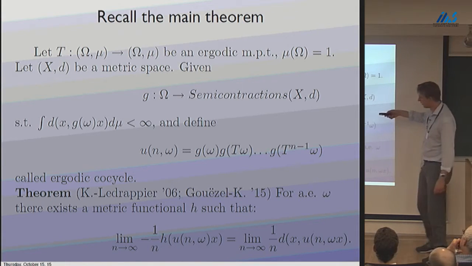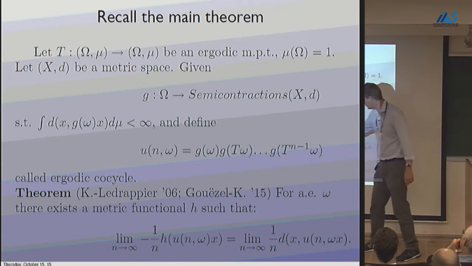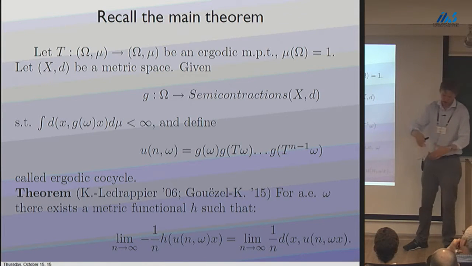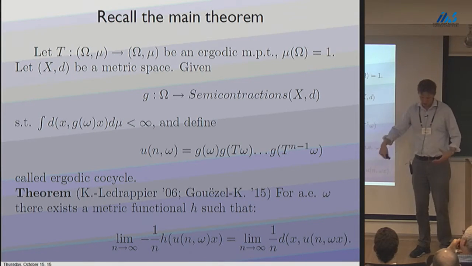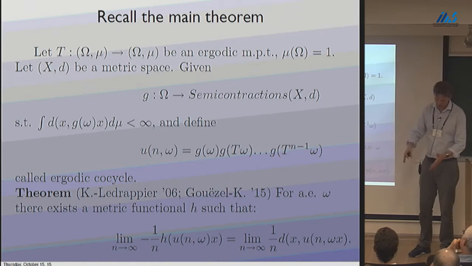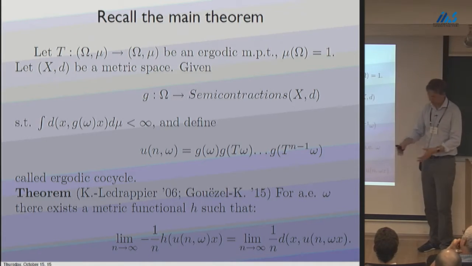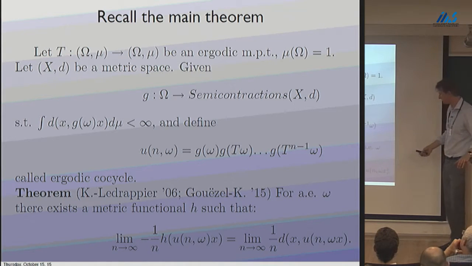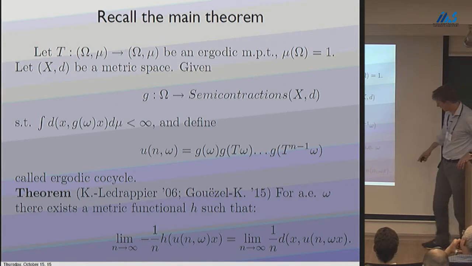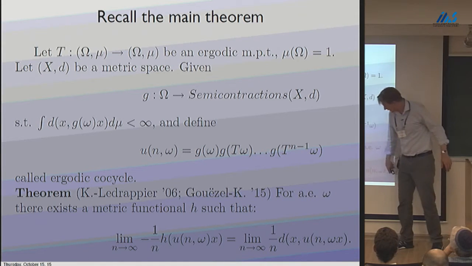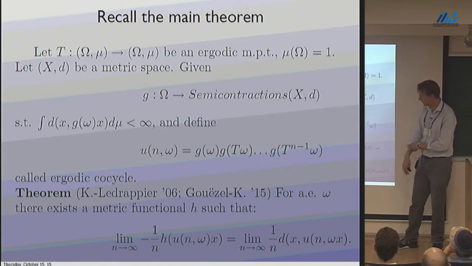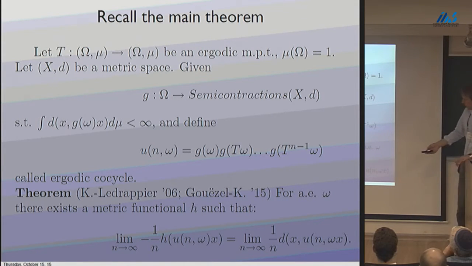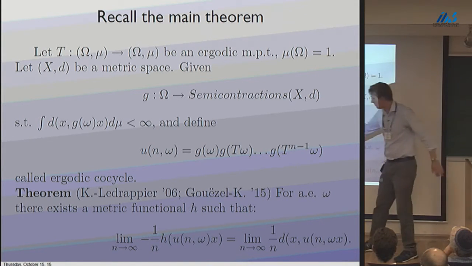there exists a metric functional, which maybe I should have emphasized, depends on omega, just like the random walk on the hyperbolic plane. We know it escapes, and with what rate, but where it converges on the boundary is a random phenomenon. It's not deterministic. But the linear rate of escape of the random walk is deterministic. So we recall that we need to find this H, this metric functional.